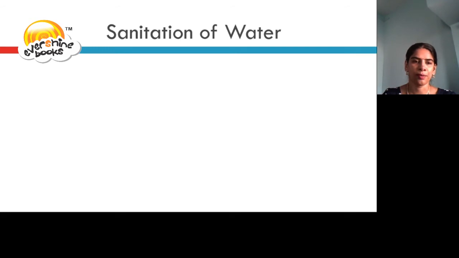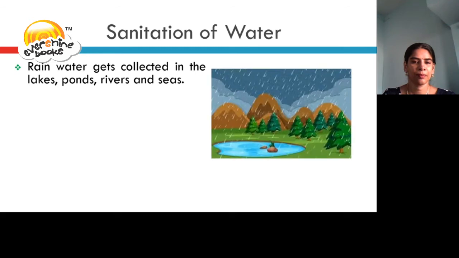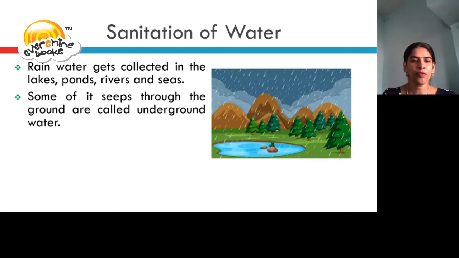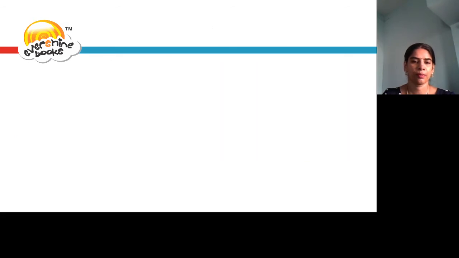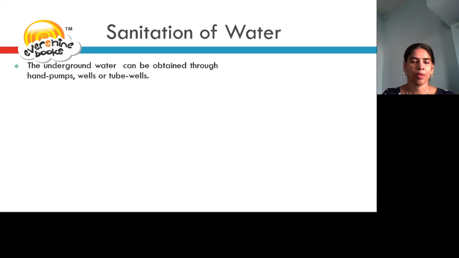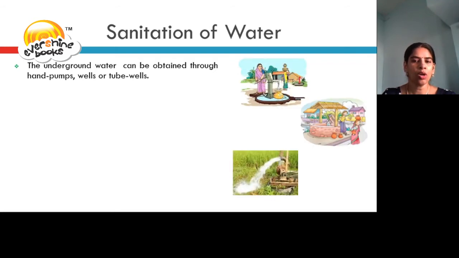Sanitation of water. Rainwater gets collected in the lakes, ponds, rivers and seas. Some of it seeps through the ground and is called underground water. The water which seeps through the ground passes through different layers of the ground. This underground water can be obtained through hand pumps, wells or tube wells.